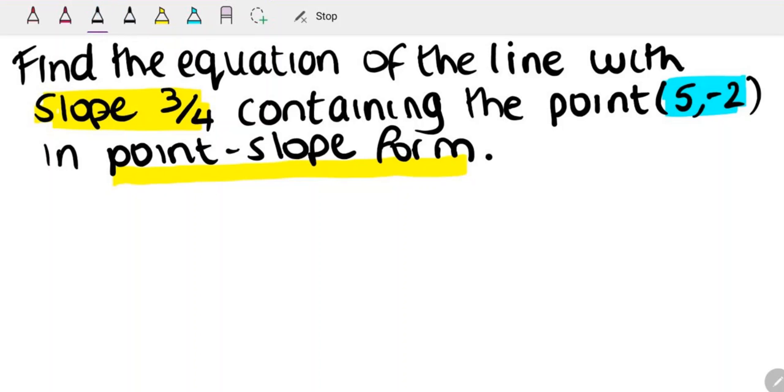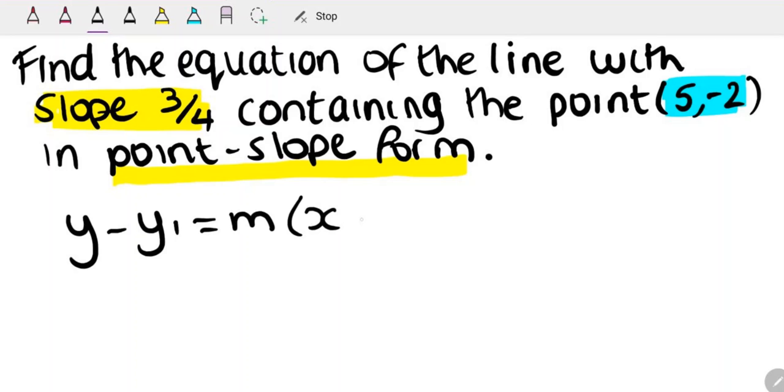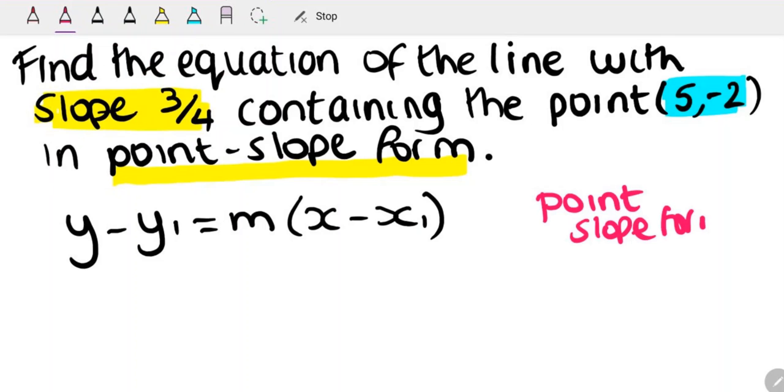So let's go ahead. The first thing we're going to do is use the formula. So that's y minus y1 is equal to m bracket x minus x1. So this is the formula that we need to use. So let's write that here. This is point slope formula. So we're using this and we need to substitute in the values we know. So this is the x value and this is our y value. So let's say x1 and y1.